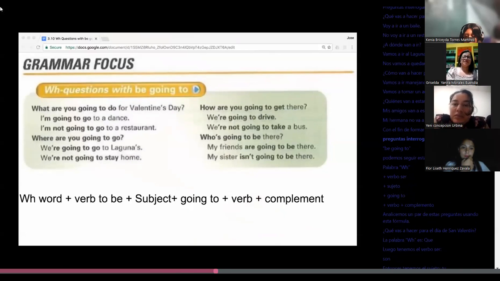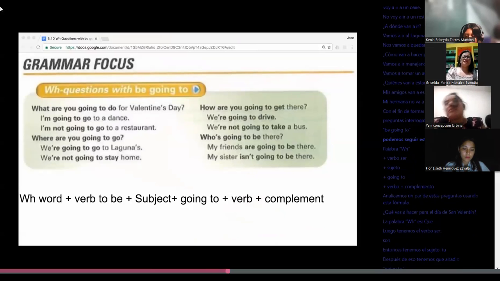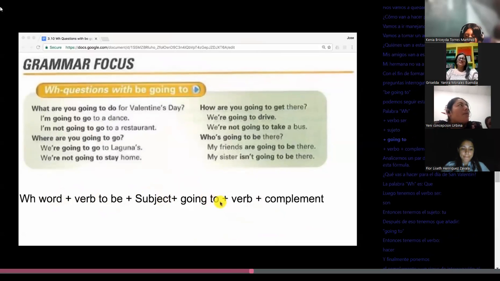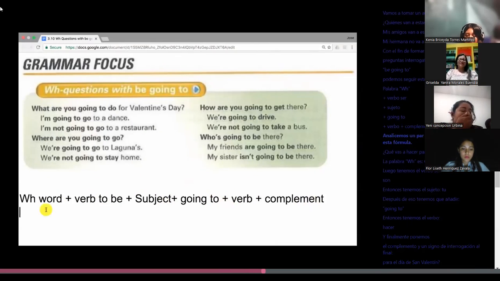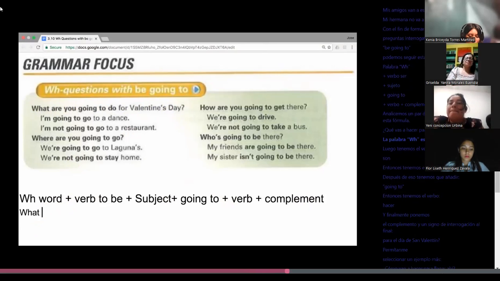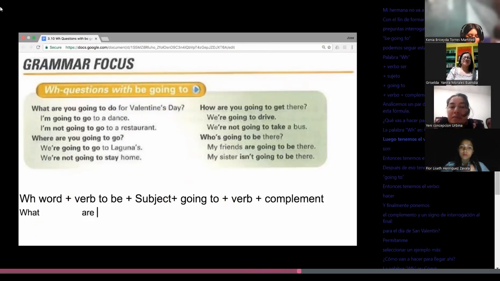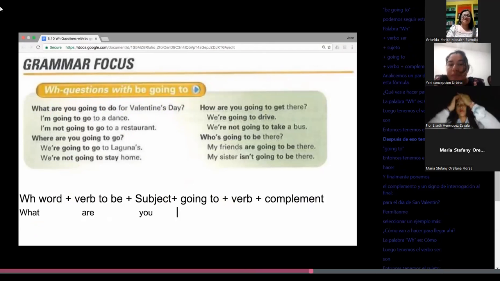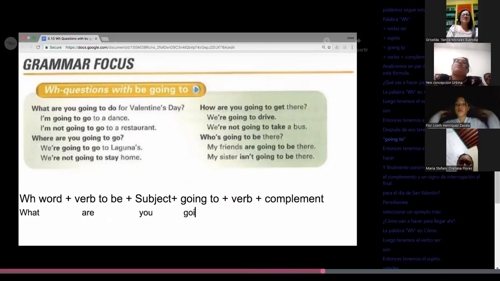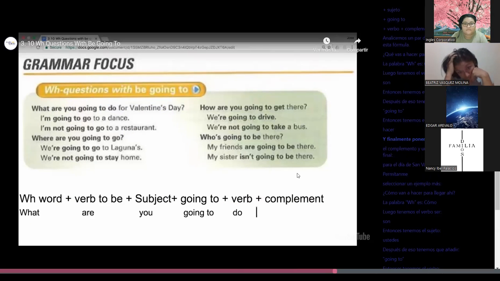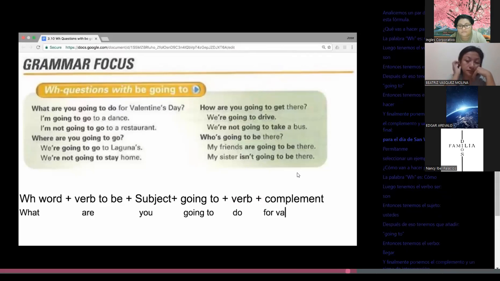In order to form WH questions with be going to, we can follow this formula. WH word plus verb to be plus the subject plus going to plus verb plus complement. Let's analyze a couple of these questions using this formula. What are you going to do for Valentine's Day? The WH word is what. Next, we have the verb to be, are. Then we have the subject, you. After that, we add going to. Then we have the verb do. And finally, we put the complement and a question mark at the end for Valentine's Day.